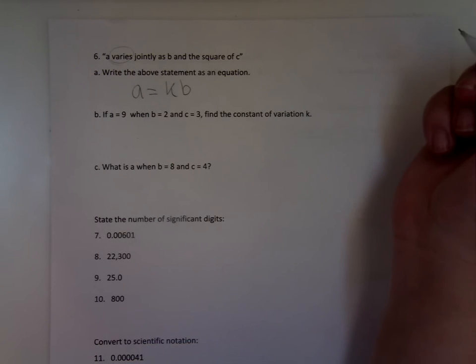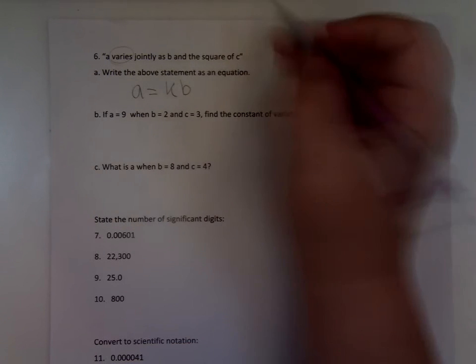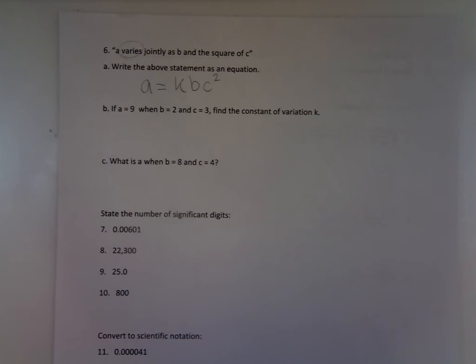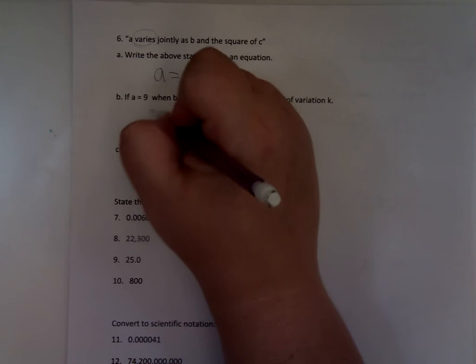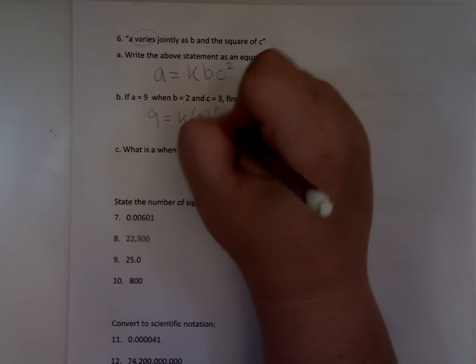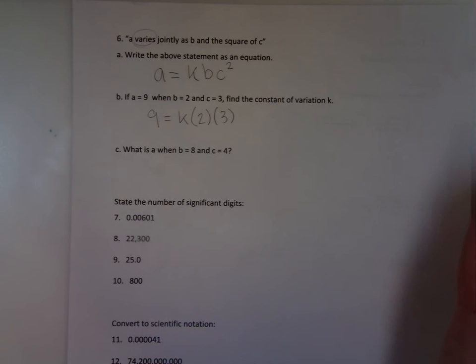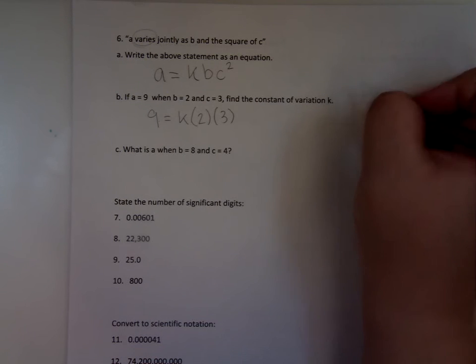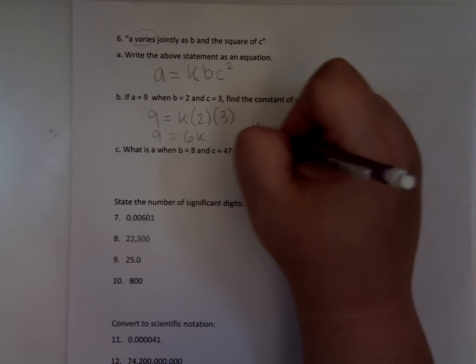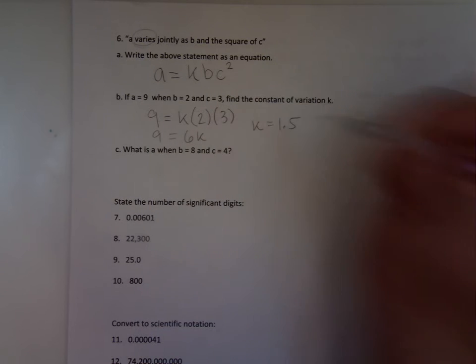And there's B in there, and there's a C squared. So that's it. A equals some K times B times C squared. So if A equals 9, when B equals 2, and C equals 3, find the constant of variation K. So 9 is equal to 6K, so K is equal to 1.5.